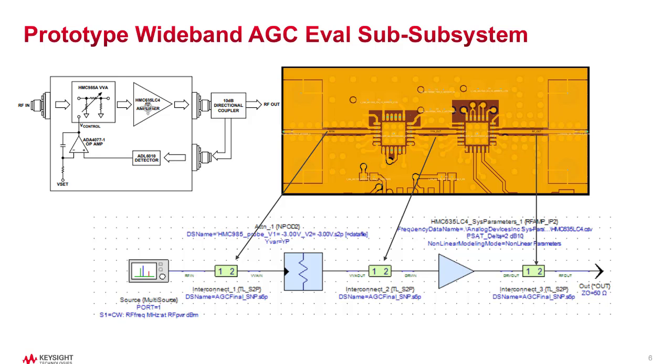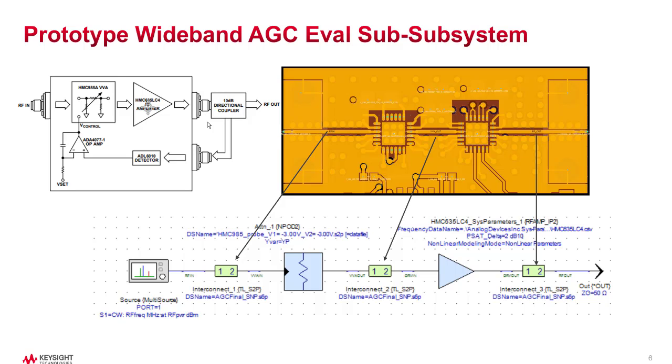To help users understand the design flow of using the layout modeling capability in PathWave System Design, we have a simple AGC evaluation subsystem from Analog Devices. The eval subsystem consists of an RF input connector going through some trace to a voltage variable attenuator cell, going through some more trace, going to a driver amplifier cell, through some trace to an output connector.